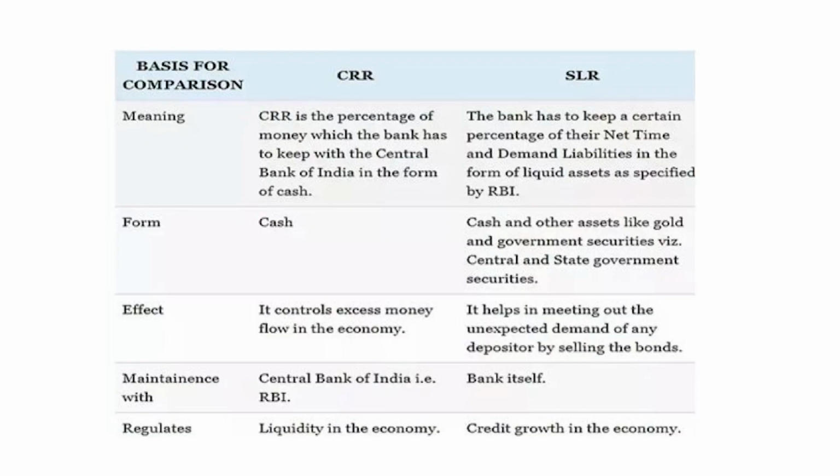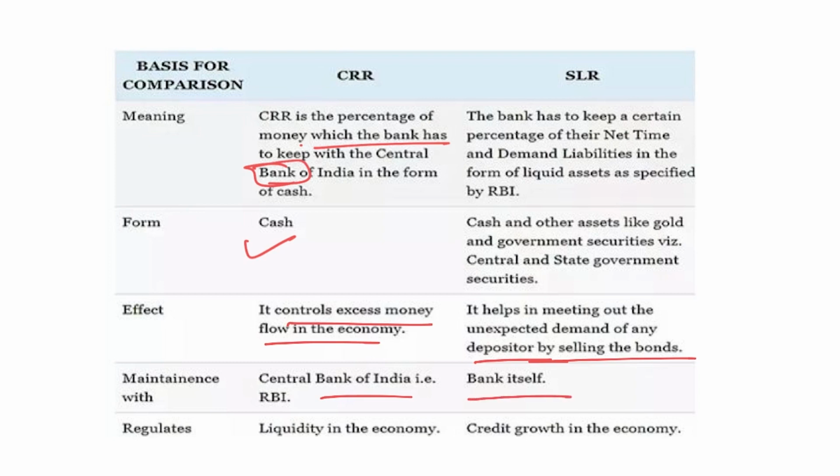Next is the differences between the two. The first one is, CRR is the percentage of money which the bank has to keep with the central bank. Now that is the first difference, and SLR has to be maintained with the bank itself in the form of cash, gold or government securities. In effect, CRR controls the excess money flow in the economy, and the same purpose SLR also serves, and also helps in meeting the unexpected demand of any depositor by selling the bonds. Next is, CRR is maintained with RBI, SLR is maintained with the bank itself.